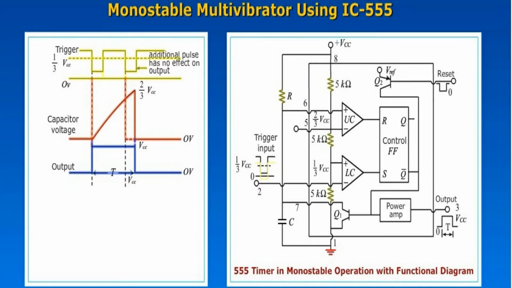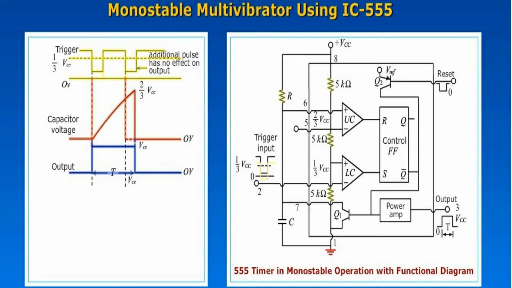Monostable multivibrator is used to generate the single rectangular pulse. The time duration of the output pulse depends upon the value of resistor and capacitor used in the monostable circuit. In stable condition, the monostable output equal to 0.